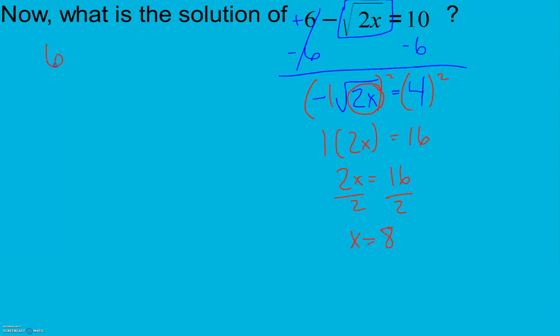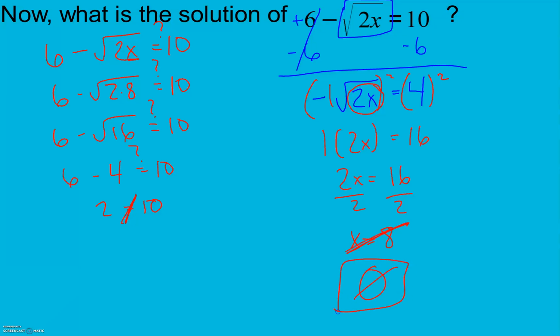We plug it back in to check, back into our original equation again. That was my original equation, so now I plug in my 8. Square root of 16 is 4, and I get 2 equals 10. Which we know is not true. So this does not work, and I have no solution.